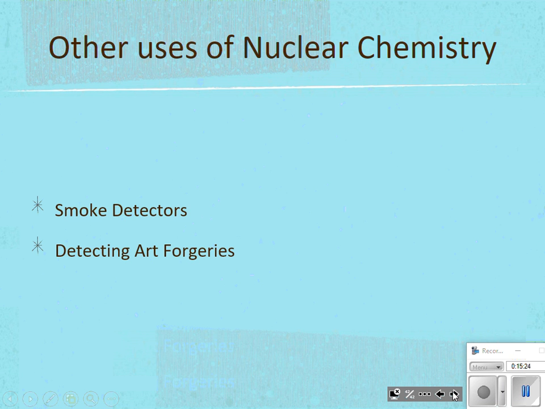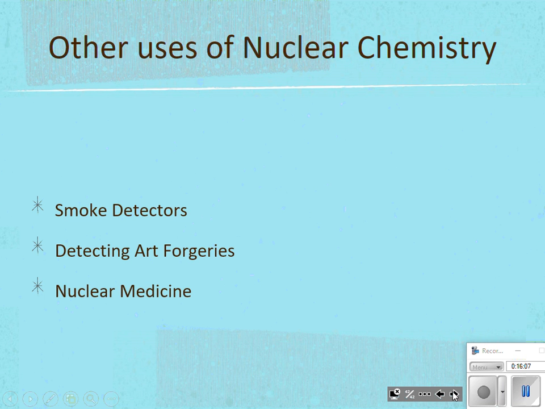Detecting art forgeries. If somebody says, hey, I've got a painting from Picasso that I just found in my attic, and they do radioactive dating on it and determine that it's 50 years old, do you think that Picasso painted that? So that's another way. Not just with art. They can find all kinds of other things that they use this radioactive dating to determine if it were actually possible.